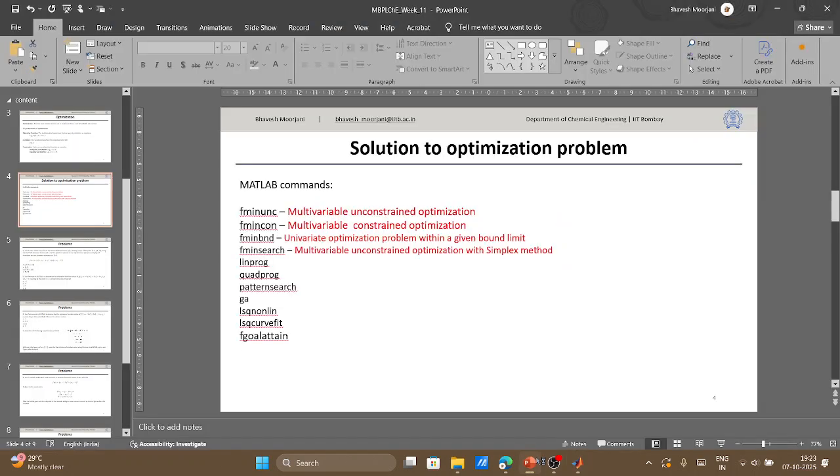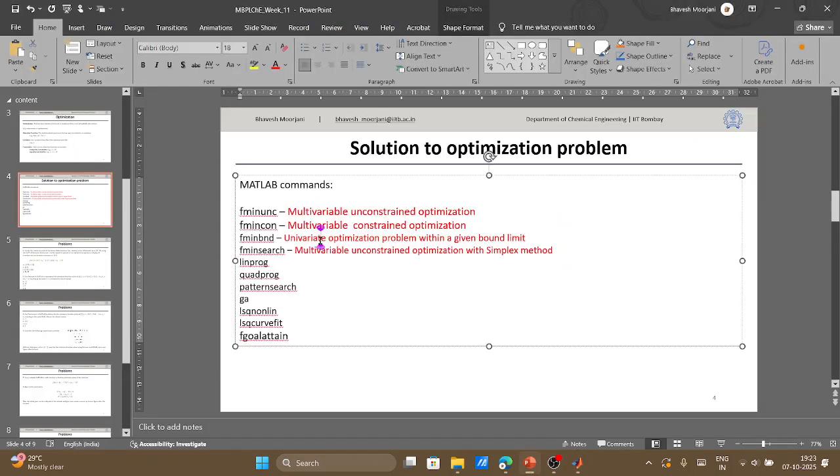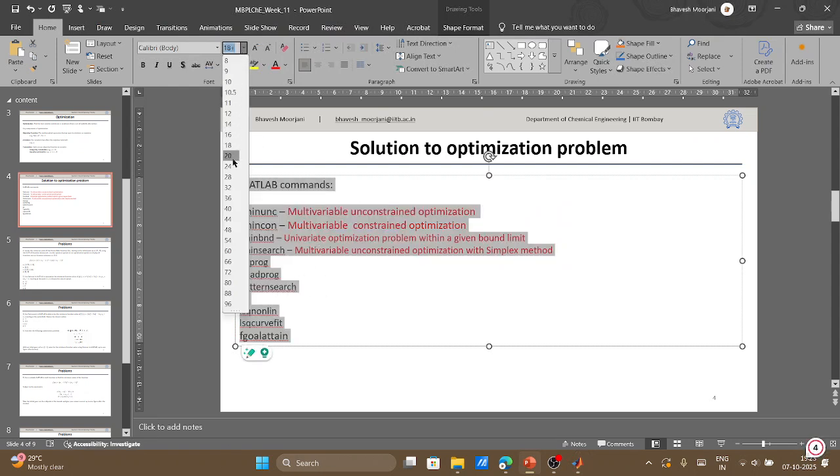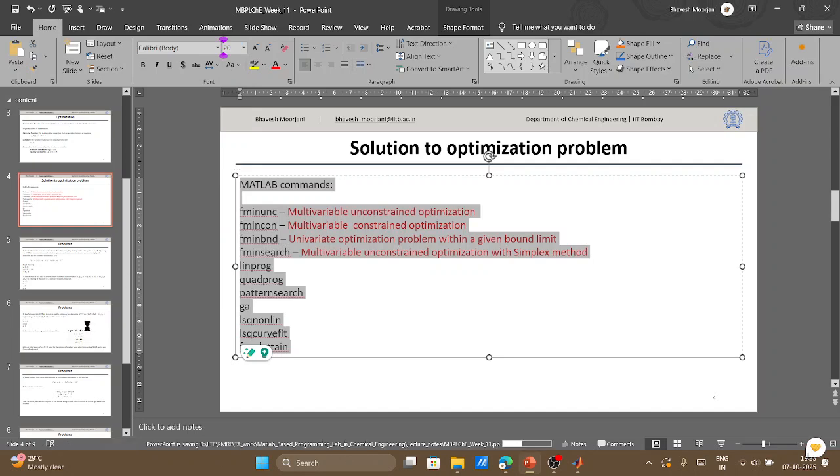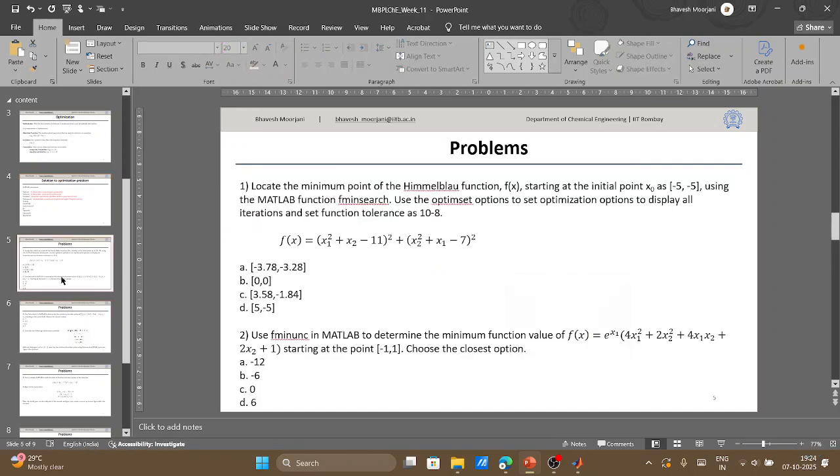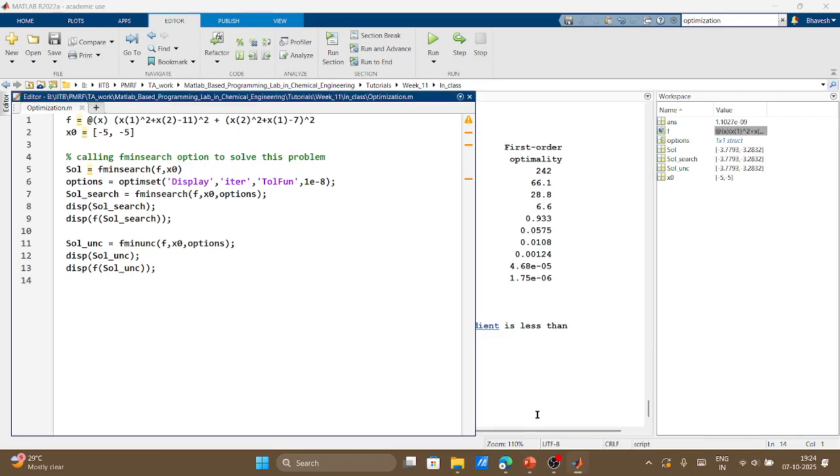Now let's move forward with the next problem. Problem number 2 is: use the fminunc (unconstrained) MATLAB function to determine the minimum value for this function, starting with the given data points.